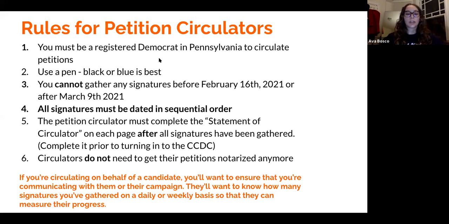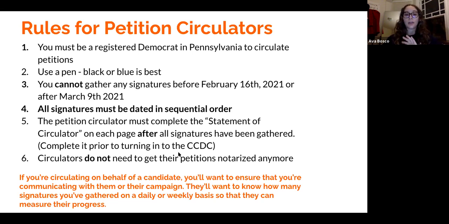If you are circulating petitions, you will also need to complete the statement of circulator, which is on each page of your petition after all of the signatures have been gathered. Typically you just want to fill it out right before you turn it back in, either to the County Board of Elections or to the candidate that you are circulating for. Something that's new is circulators do not need to get their petitions notarized. Before, we used to have notary nights, or you would have to pay for it to be notarized. That is not something we need to worry about anymore.